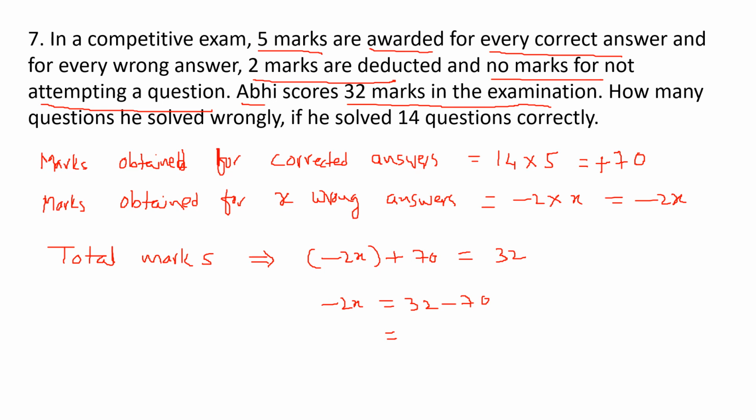So the answer will be 70 minus 32 with a negative sign. So the answer will be negative because 70 is bigger. So I can subtract. So it will be 8 and 60, 38. 38 is the answer, right? So now therefore x will be -38 divided by -2. Both are negative, therefore the answer will be positive. And 38 divided by 2 is equal to 17. So actually Abhi has solved 17 questions wrongly.